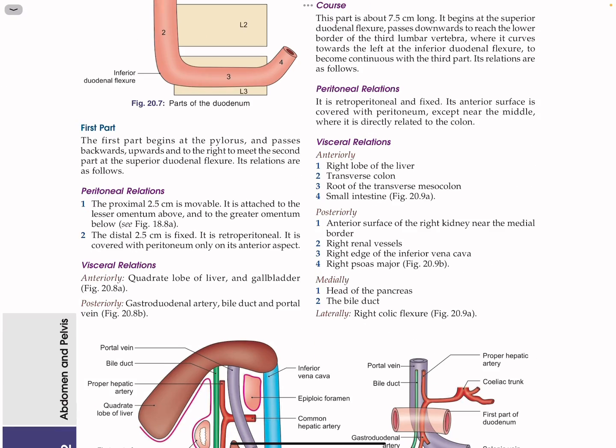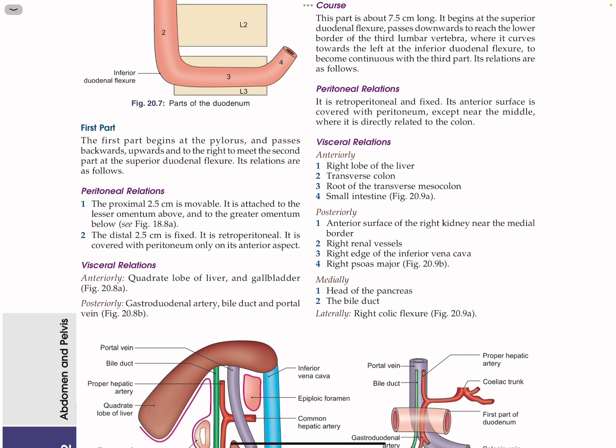First part of the duodenum. The first part begins at the pylorus and passes backward, upward, and to the right to meet the second part at the superior duodenal flexure. Its relations are as follows.